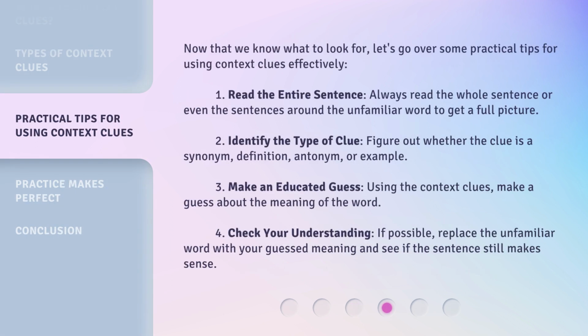Now that we know what to look for, let's go over some practical tips for using context clues effectively. 1. Read the entire sentence. Always read the whole sentence or even the sentences around the unfamiliar word to get a full picture. 2. Identify the type of clue. Figure out whether the clue is a synonym, definition, antonym, or example.